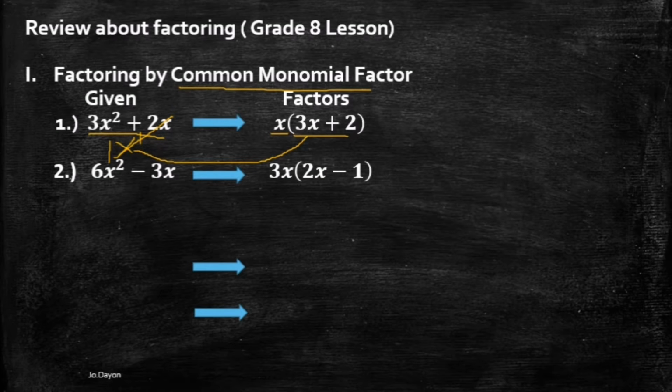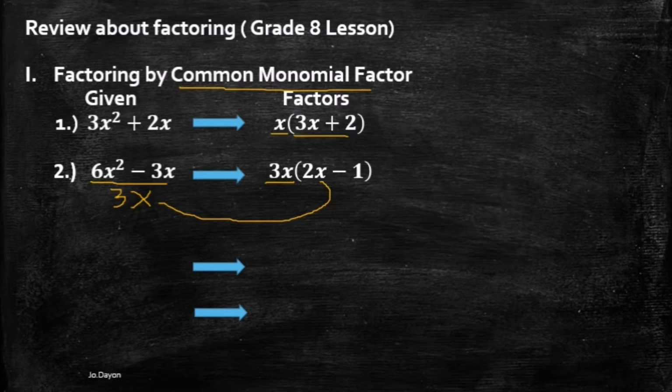Now, considering the second example, 6x squared minus 3x. What is the greatest common factor between the two terms? Of course, the greatest common factor is 3x. Next, we are going to divide each term by 3x. 6x squared divided by 3x, the answer is 2x.